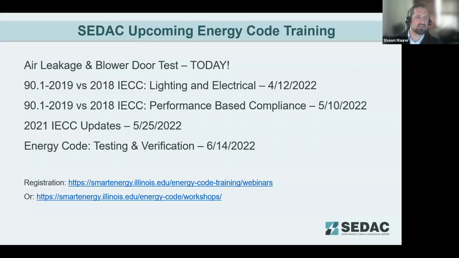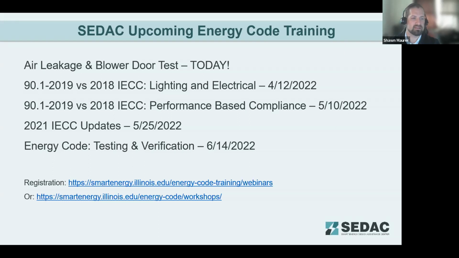So today we are covering air leakage and blower door testing. Coming up, we have two workshops where we're comparing the 2019 ASHRAE 90.1 requirements with the 2018 IECC. It gives you a blend of looking at the differences between the IECC and ASHRAE as far as formatting and navigating the code, and also a bit of a preview into what's coming with the 2021 IECC.